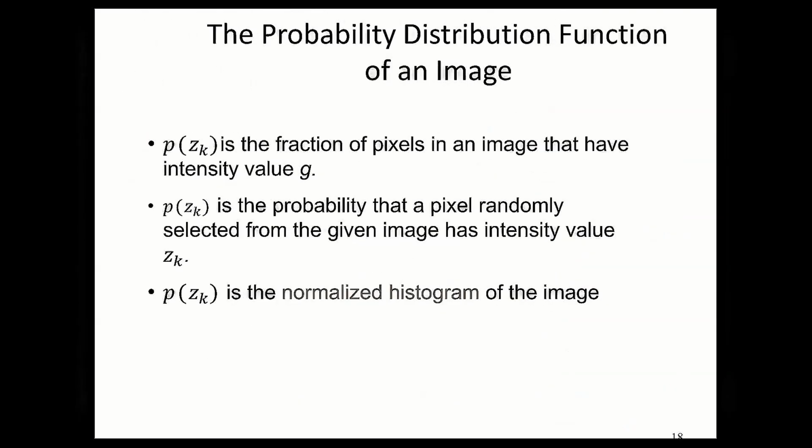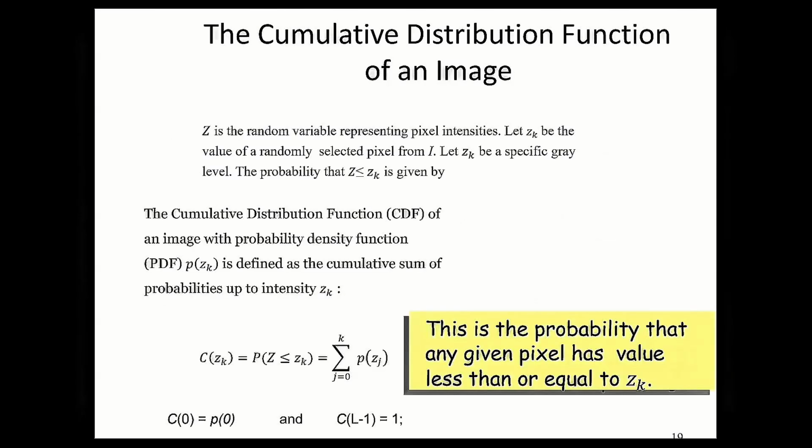The PDF is just stating the probability for every intensity, which is the normalized histogram. So the PDF is actually a normalized histogram. The CDF at any point I can define as the sum of the PDF from 0 to that point. Is this clear? Simple, right? So the CDF at any point K is the sum from 0 to K. For 0, it will be the probability at 0. For the maximum, L minus 1, it will be 1, because I'm summing everything.